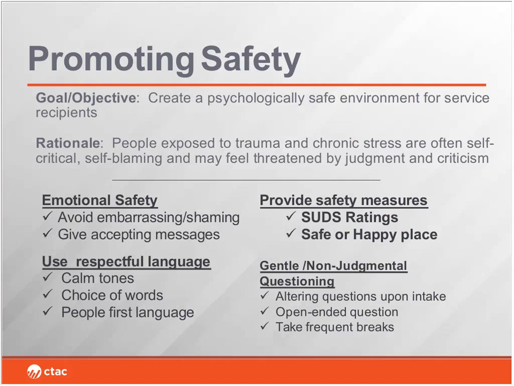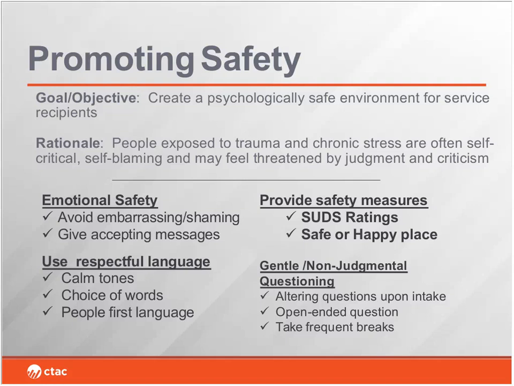And the rationale is focused on the fact that people, young children and adults exposed to trauma and chronic stress, often are self-critical, self-blaming, and may feel threatened by judgment and criticism. So this is all related to our understanding of the human stress response and how chronic stress exposure can affect the human stress response and lead to problems with emotional regulation, but also problems with beliefs about the self that can be baked in as a result of trauma and chronic stress.